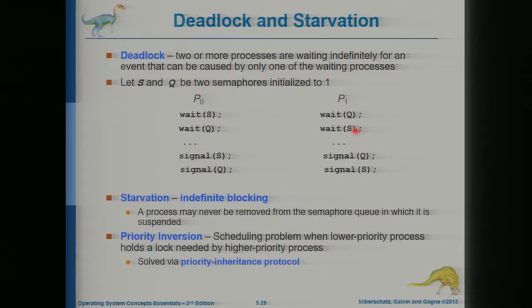Starvation. A process may never be removed from the semaphore queue in which it is suspended. There may be n processes waiting for a semaphore, and for example, if you have first in, first out, then in that case, all will get the chance to execute and go, because whoever has requested first will get the resource first and it will execute and go.